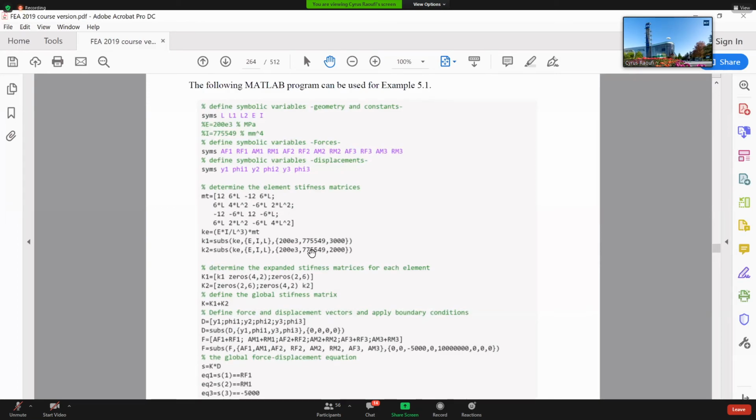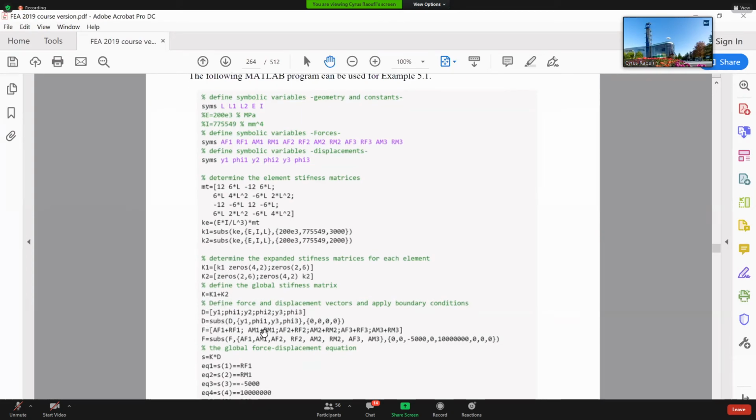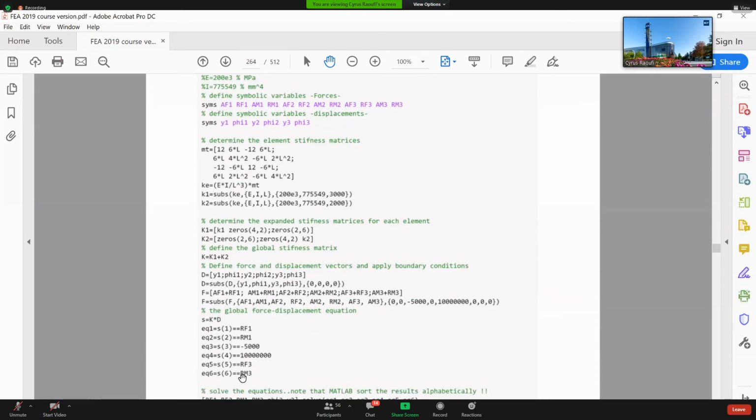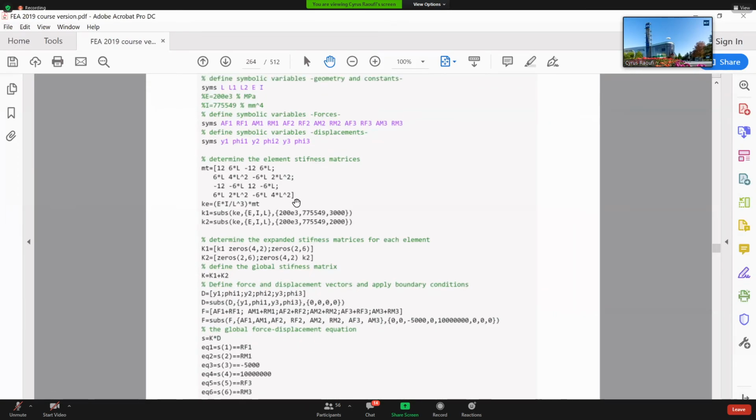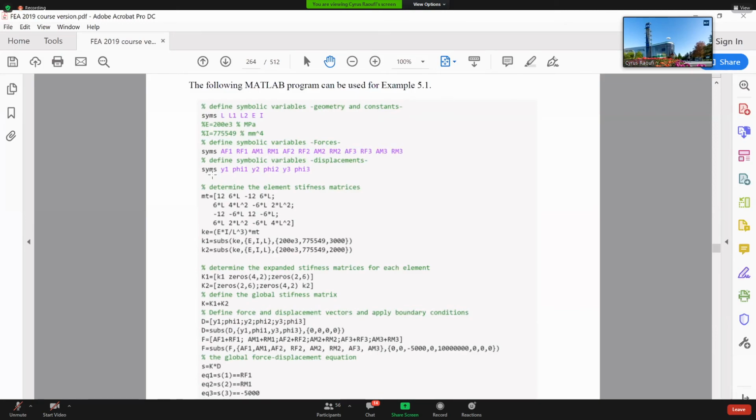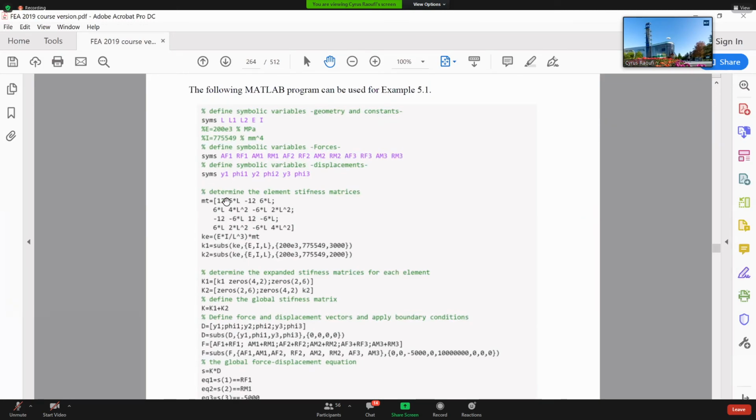You're going to substitute to find K1 and K2. You are going to sum them up. You're going to substitute boundary conditions, and you're going to write the equation and solve the equation. See, the pattern is exactly the same as what you had in chapter 4, but definitely the equation is different. And we're going to practice this example 5.1 in our lab session this week.